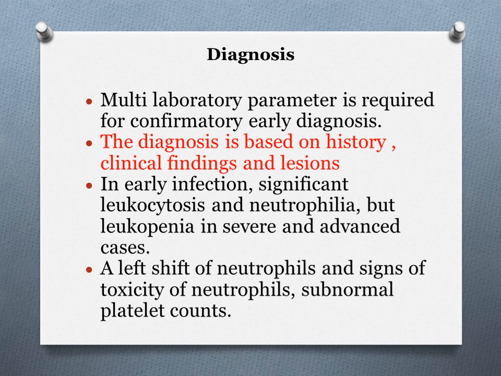In early infection, there is significant leukocytosis and neutrophilia, but leukopenia in severe and advanced cases. These are common with all septicemic diseases. A left shift of neutrophils and signs of toxic neutrophils and subnormal platelet counts are also common with septicemic disease. But a clinician can provide a diagnosis based on history, clinical findings, and lesions. Confirmation is not required here.